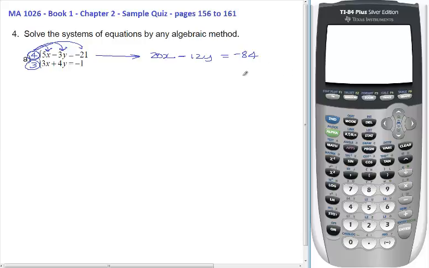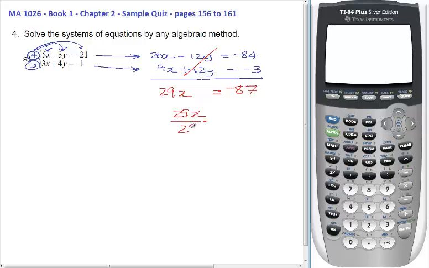The bottom equation, multiply that by 3, and that becomes 3 times 3 is 9x, 3 times 4 is positive 12y, and 3 times negative 1 is negative 3. Now watch what happens when you add. Here comes the elimination part. Boom, gone. 20 plus 9 is 29x equals, add two negatives, still a negative, that's negative 87. Of course you know what to do now. Divide each side by the coefficient of the x term to solve for x, and that turns out to be x equals negative 3. Now you're not finished.